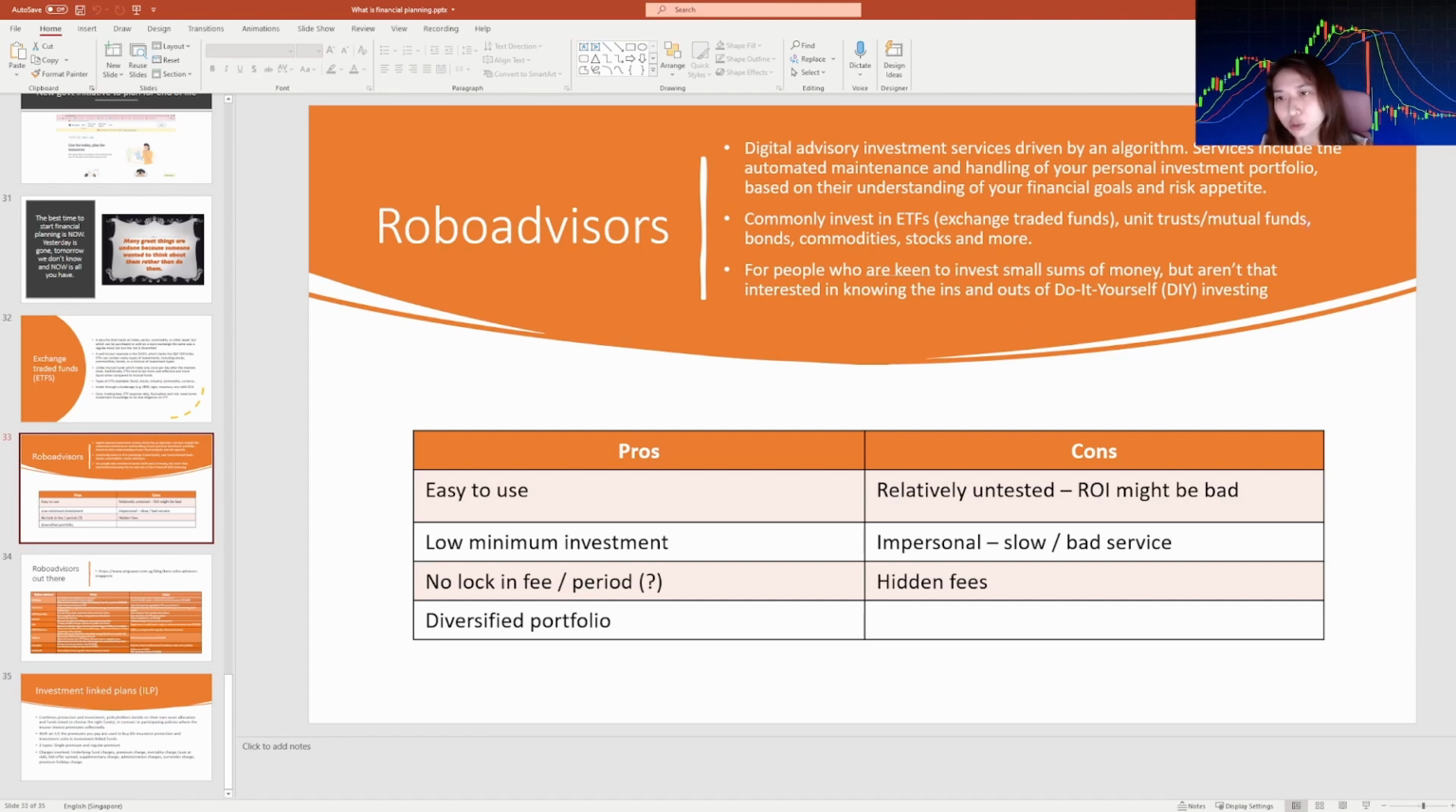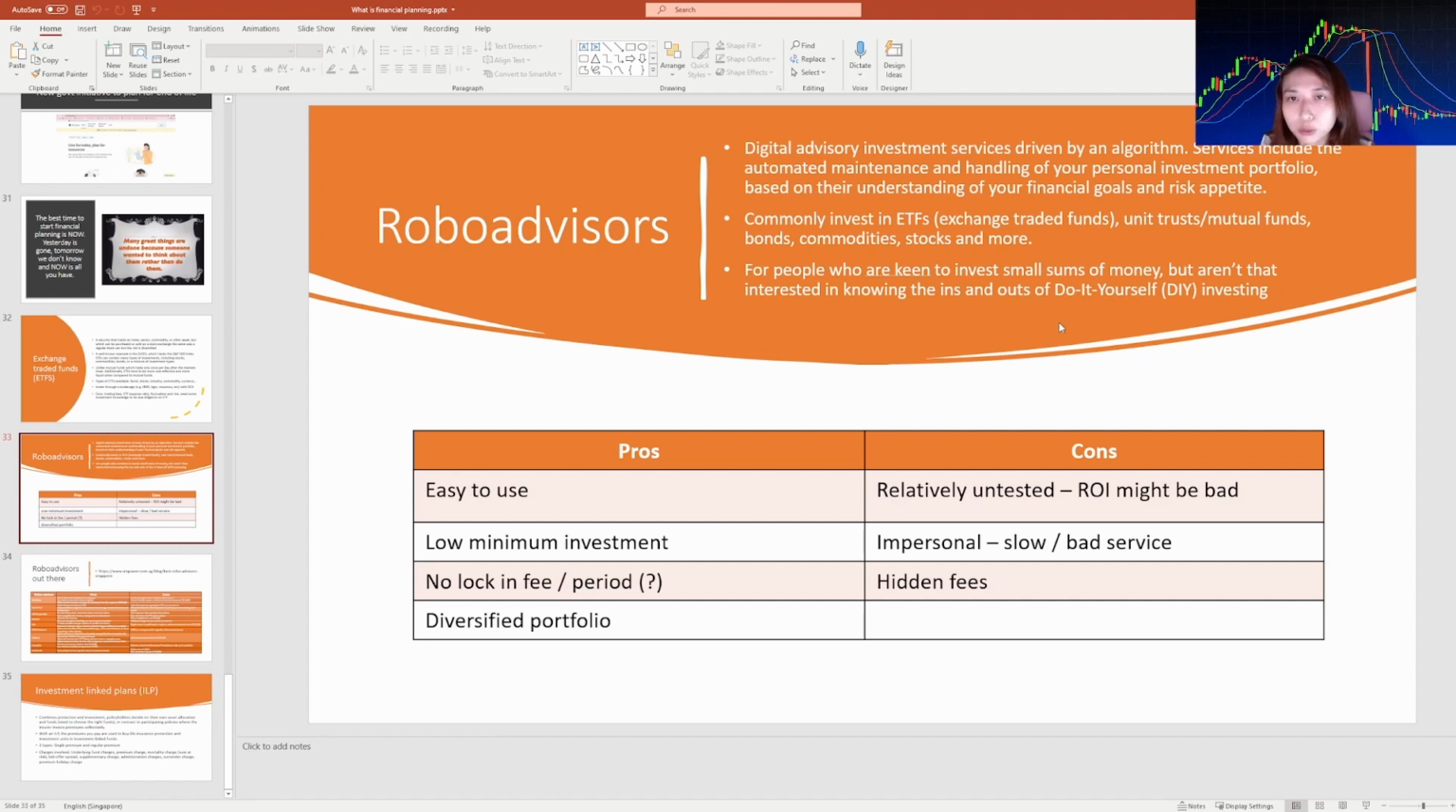Okay, so what they commonly invest in for these robo-advisors, they actually invest in ETFs, unit trusts and mutual funds. Just now I explained what mutual funds are. Then also some amount of bonds, so they diversify, they put in some bonds, commodities, stocks and others. So it's mainly for people who are keen to invest small amounts of money but aren't that interested in knowing the ins and outs of doing the investing yourself.